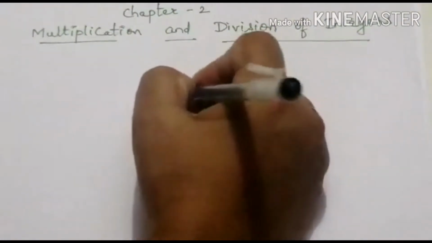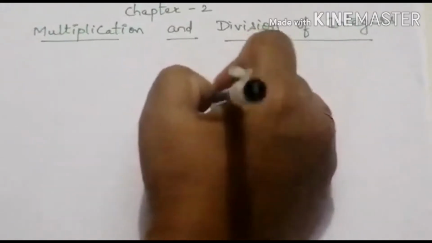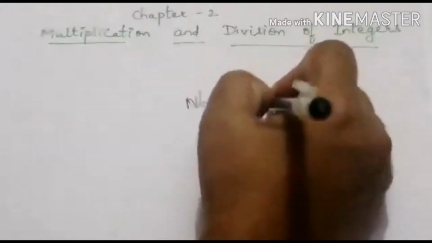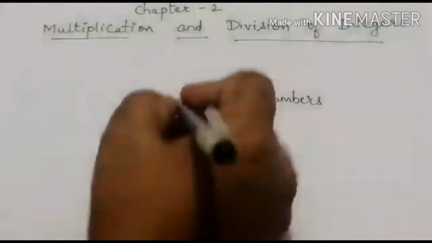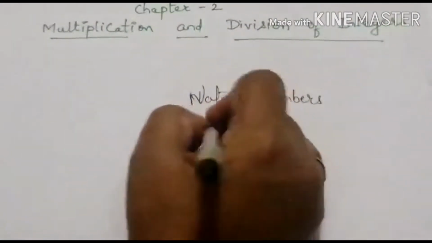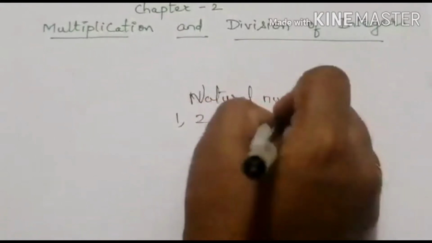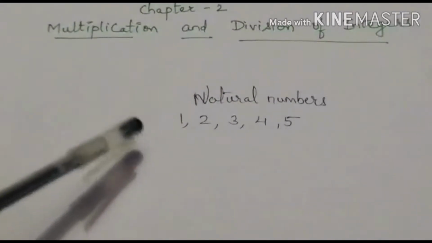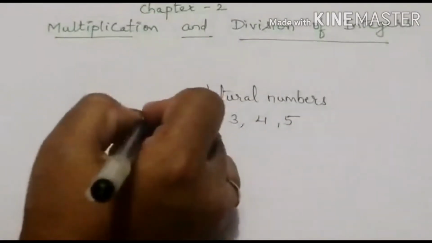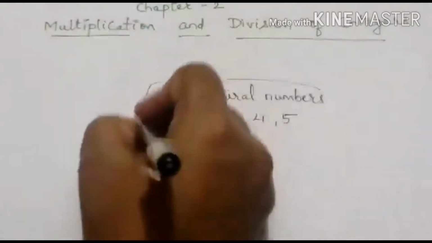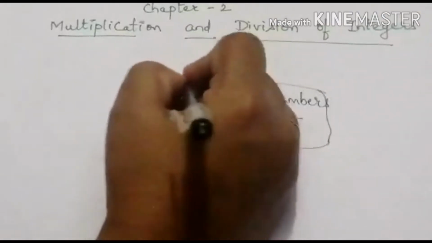What are natural numbers? Natural numbers begin from 1, 2, 3, 4, 5. Natural numbers begin from 1. Now, if I include 0 in it, then these numbers will be called whole numbers.